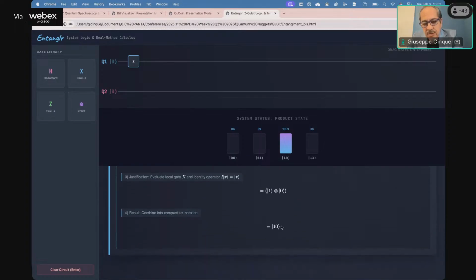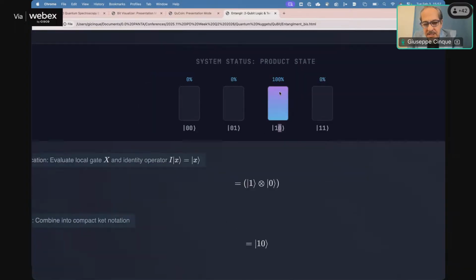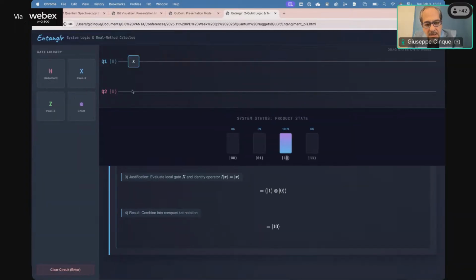We don't need to get into that, but I see that the joint system is composed of two qubits, right? The first and the second. Now the probability to find the first in 1 and the second in 0 is 100%, because of how I've created my circuit. If I apply the NOT also on the second qubit, now I have 100% to find my system, if I measure it, in 1, 1.